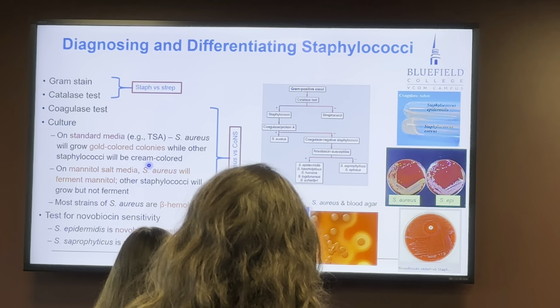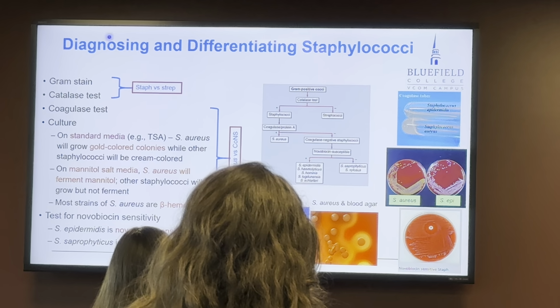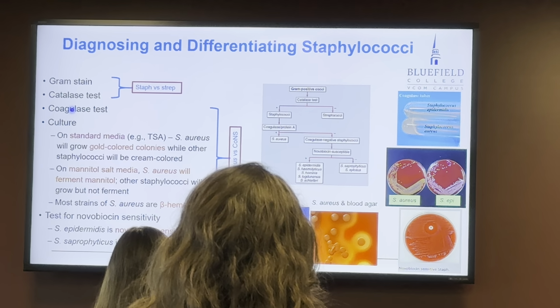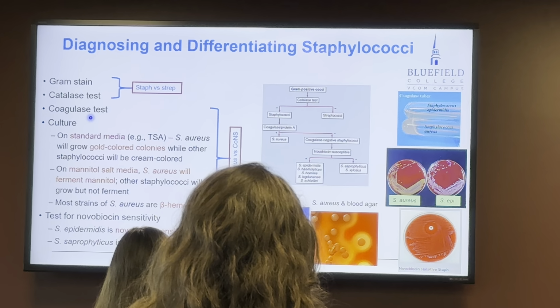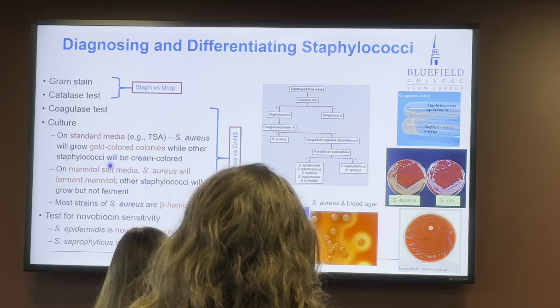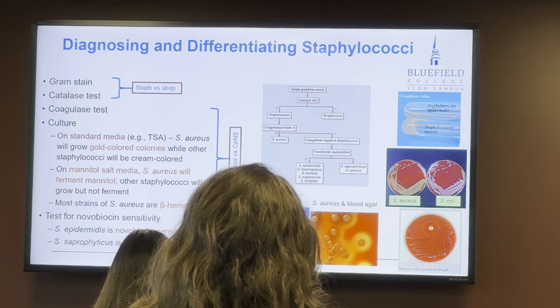Okay, so when we go through the testing for this, again, we've talked about the Gram stain, then you do your catalase test. Here's the algorithm. If you've got a catalase positive, you know it's staph. You do your coagulase test. If it's coagulase positive, you know you've got Staph aureus. If it's coagulase negative, then you're going to say, all right, is it Staph epi or is it Staph saprophyticus?